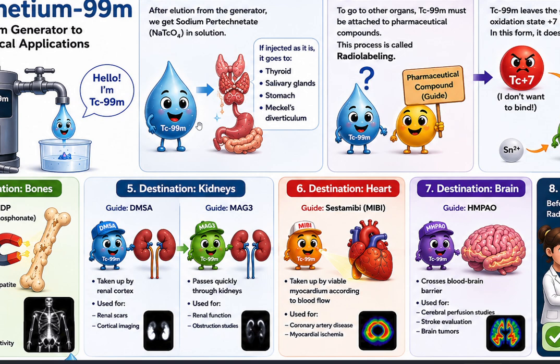Therefore, it can already be used for imaging these organs. However, if we want Technetium-99m to reach other organs such as bones, kidneys, heart, or the brain, it needs a guide. This guide is a pharmaceutical compound that directs the radioactivity to the specific target organ. This process is called radiolabeling.